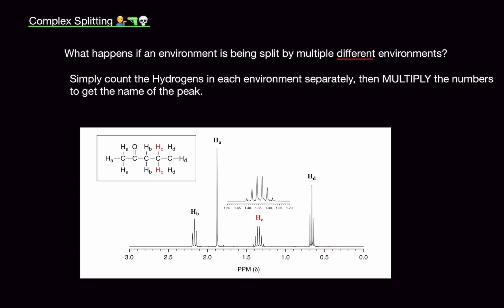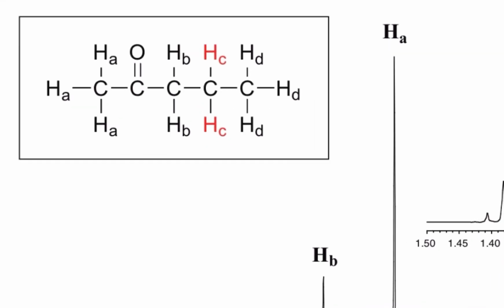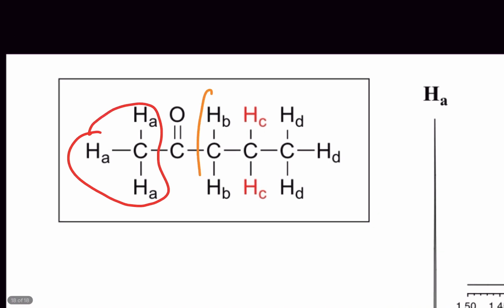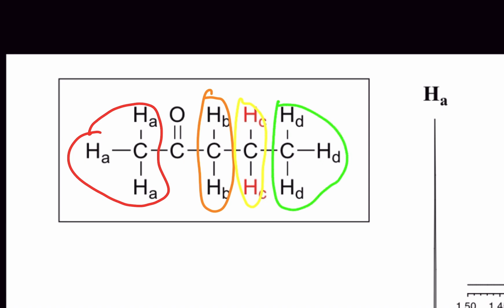All right, complex splitting. This is honestly awful. But what happens if an environment is being split by multiple different environments? Simply count the hydrogens in each environment separately, then multiply the numbers. So, let's look at all the different environments we have. So we have this one, we have this one. By the way, there are letters there, so it makes it easy. So, 4 different environments, right?